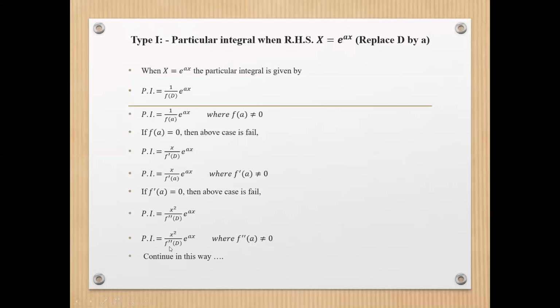If f double dash of a is equal to 0, again we have to do one more thing, that is, the particular integral is equal to x cube upon f triple dash of a into e raised to ax. Same way we have to follow. This is the simple theory related to the particular integral when the RHS of the linear differential equation is of the form e raised to ax. Simply, in that case, we have to replace d by a.